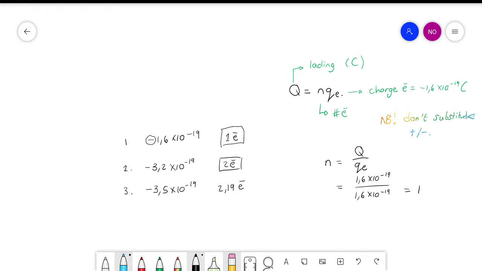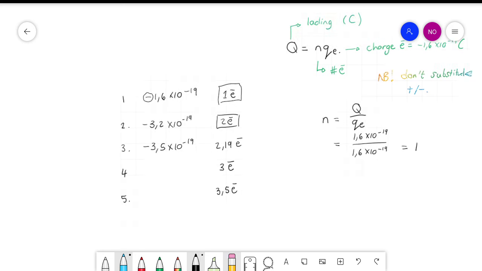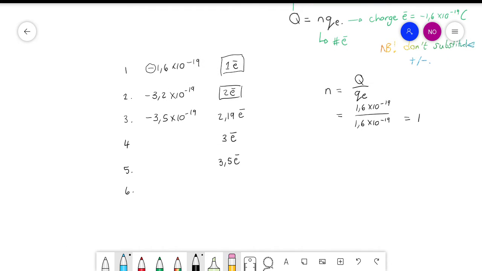Okay, ek gaan nou net 'n bietjie vinniger begin invul, want dit is nou oor en oor dieselfde ding. By nommer 4 kry jy 3 elektrone. By nommer 5 kry jy 3,5 elektrone. I'm just substituting the charges into this one over and over again. And for number 6, you get 100 electrons.